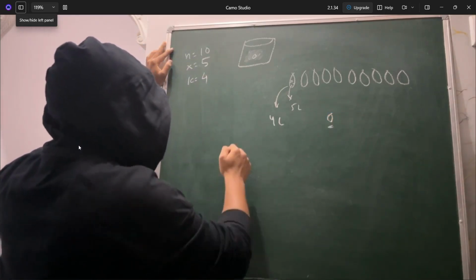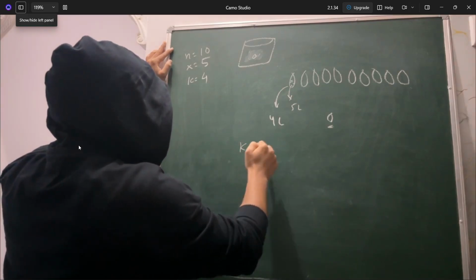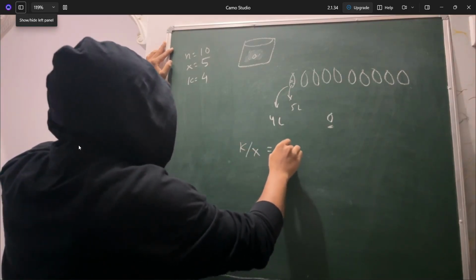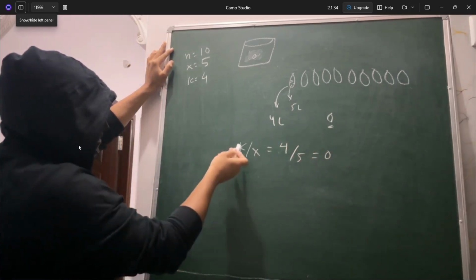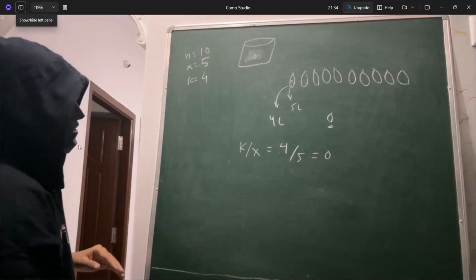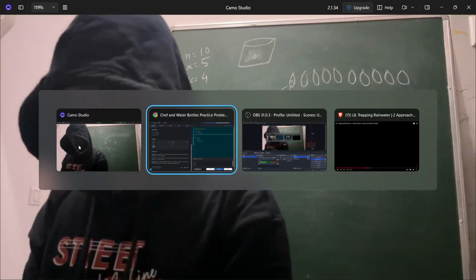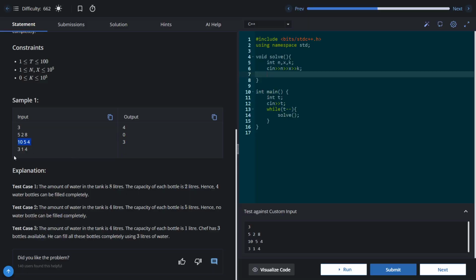And how do you do it? You can do it this way: k by x. So k is basically 4 and x is 5. 4 by 5 will give again 0. So this is the thing you will be doing. So yeah, k by x is 0. Let's try to consider this one.